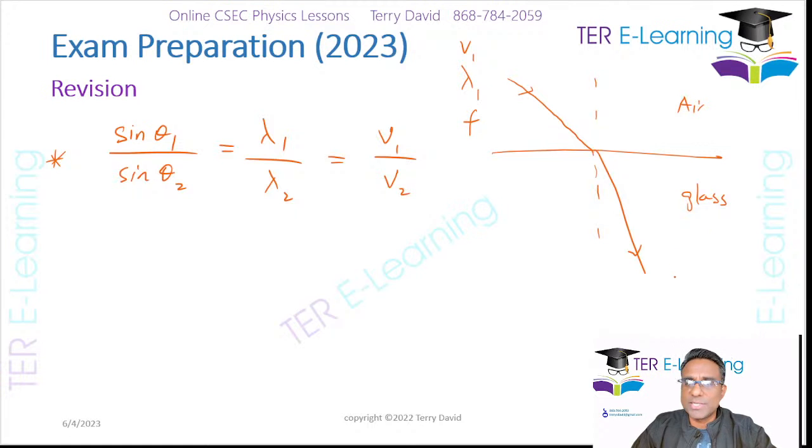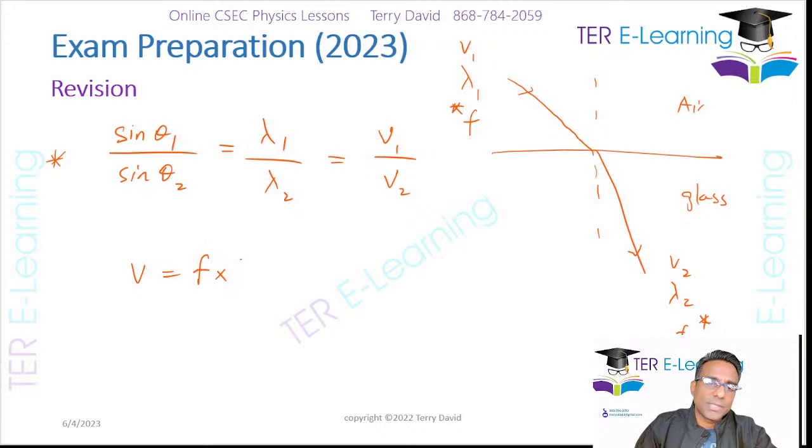When it switches into the second medium, the speed changes, the wavelength changes. But you have to remember that the frequency does not change. The frequency of a wave does not change when it moves from one medium to the next. And also, you need to know that V is equal to F multiplied by lambda. That is what we call our wave equation. So you all need to know the wave equation.